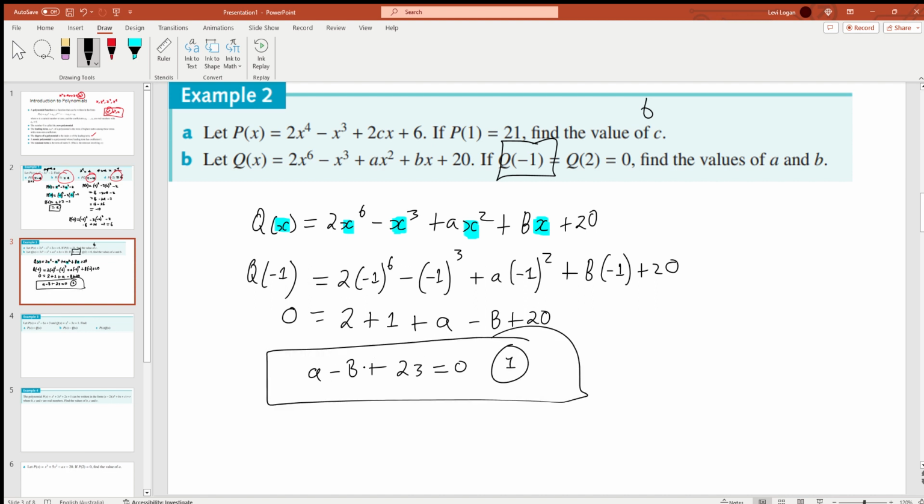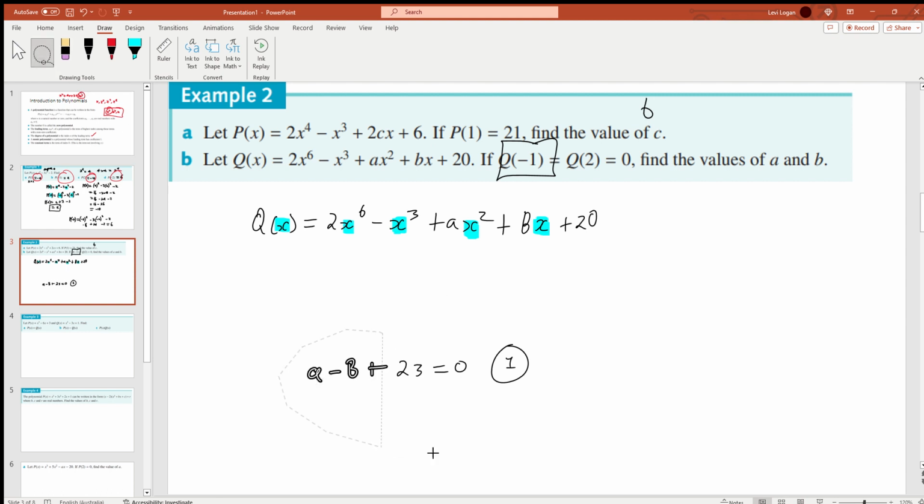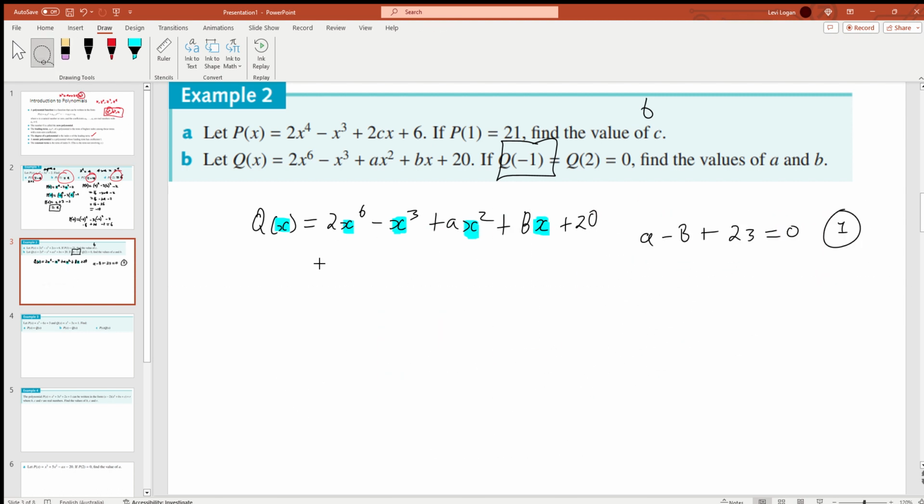So we've got a in terms of b and some number, nothing else, no x's. All I'm going to do now is get rid of this and do the same thing with the second initial condition. I'm going to move this up here. Now we substitute: Q of 2 gives me 2, and wherever the x is, you place the 2, to the power of 6 minus 2 all cubed plus a times 2 squared plus b times 2 plus 20.